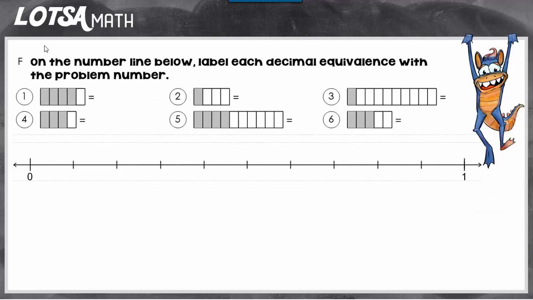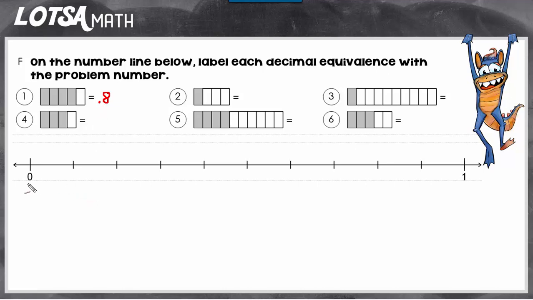So let's look at number 1. The first thing we're going to do is look at the problem and find the decimal equivalence. So number 1 is 4/5, so the decimal equivalence is 0.8. So we need to take this value, 0.8, and put it on the number line.